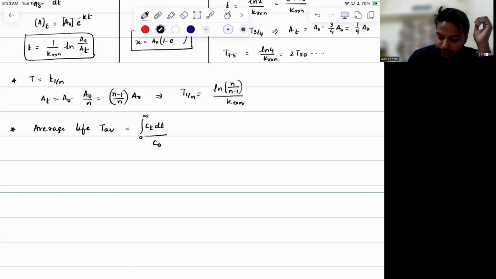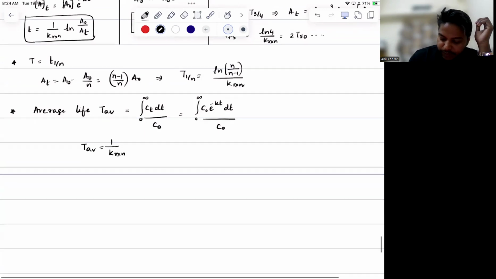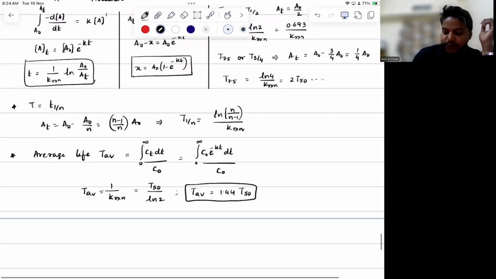Correct? So if we substitute the values like 0 to infinity, Ct can be written as C naught e raised to power of minus kt into dt divided by C naught. So if we work out on that, we will get T average life is equal to 1 by k of the reaction, correct? And 1 by k, we know that we can write in terms of half-life as T50 by ln 2. So which means T average is approximately 1.44 times of T50.